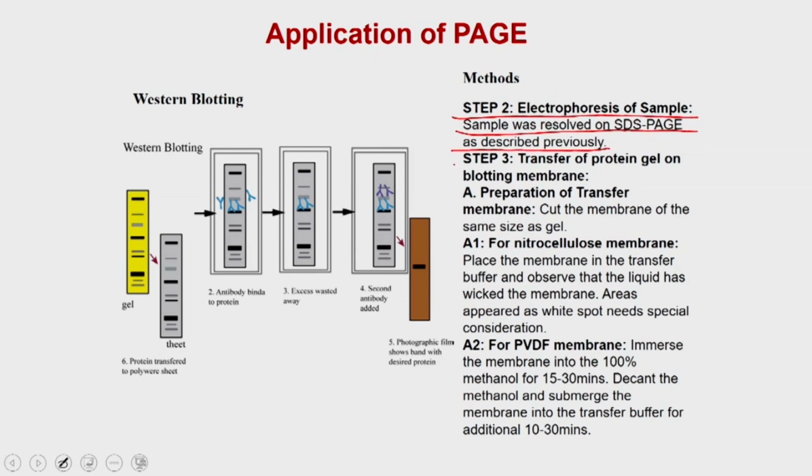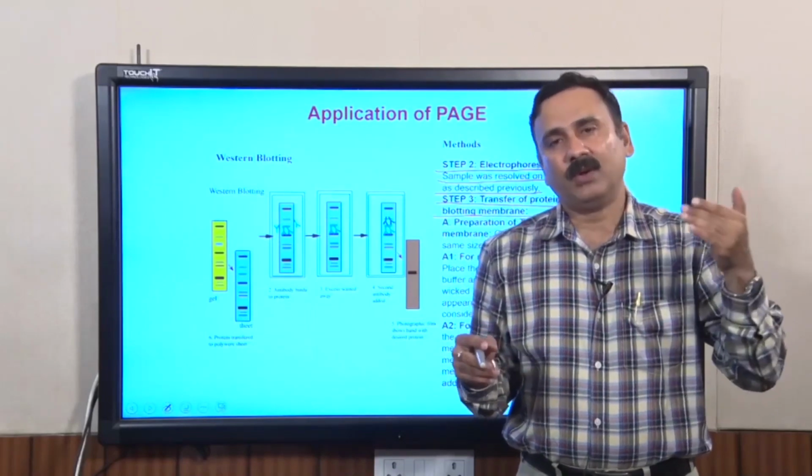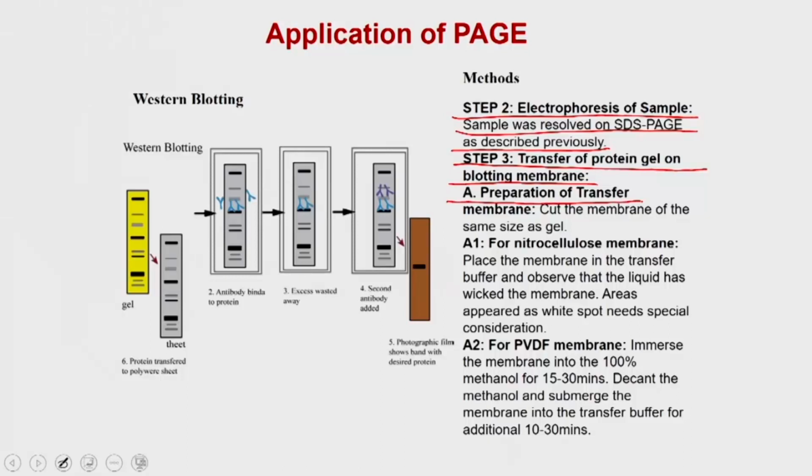Then in step 3 you transfer these proteins onto a blotting membrane. The transfer is a very crucial as well as important step, and it is done by following multiple steps. In the first step, before you start the transfer, you have to prepare the membrane. You have to cut the membrane to the same size as your gel. For example, if you have a gel of 10 by 7, then you cut the membrane of the same size.